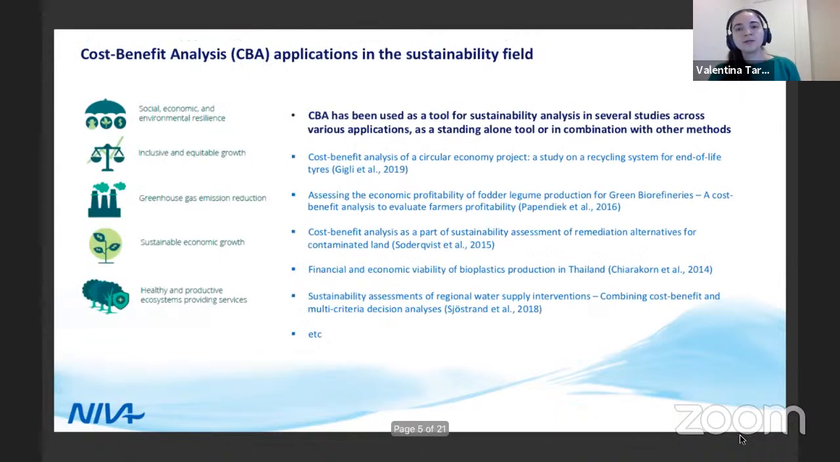Next slide, please. Cost-benefit analysis has been used as a tool for sustainability analysis in several studies across various applications like socio-economic environmental resilience and sustainable economic growth, both as a stand-alone tool or in combination with other methods. Here I included a few examples: cost-benefit analysis as part of sustainability assessment for remediation alternatives for contaminated land, or cost-benefit analysis used for the financial and economic viability of bioplastic production. Next slide, please.